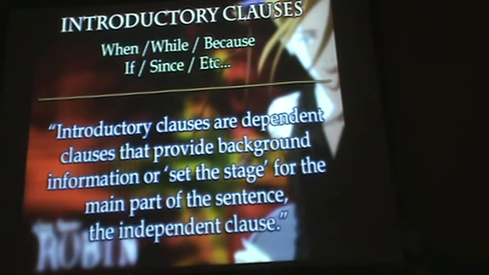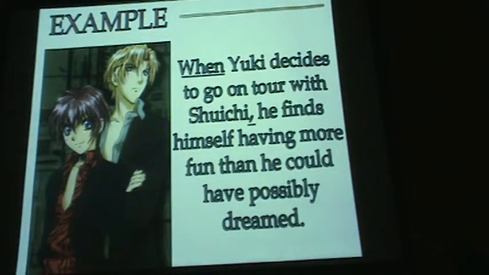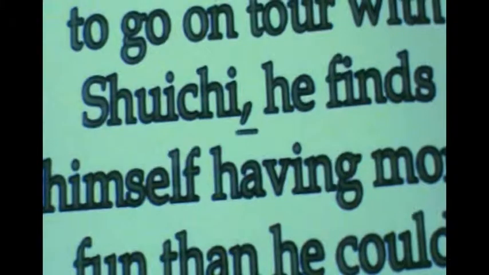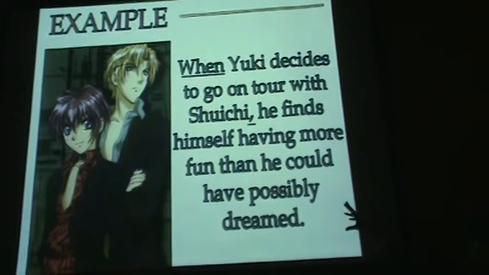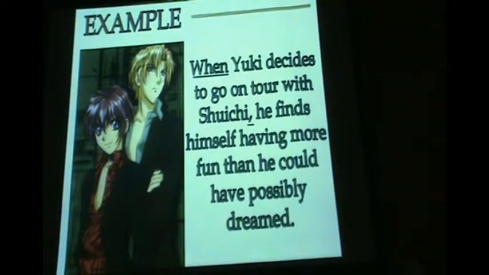Introductory clauses. These generally start out with words like when, while, because, if, since, etc. Introductory clauses are dependent clauses that provide background information or set the stage for the main part of the sentence, the independent clause. An example of that, and there you can see at the beginning, there is our when: "When Yuki decides to go on tour with Shuichi, he finds himself having more fun than he possibly could have dreamed." The comma is great because you're separating the two parts of the sentence.